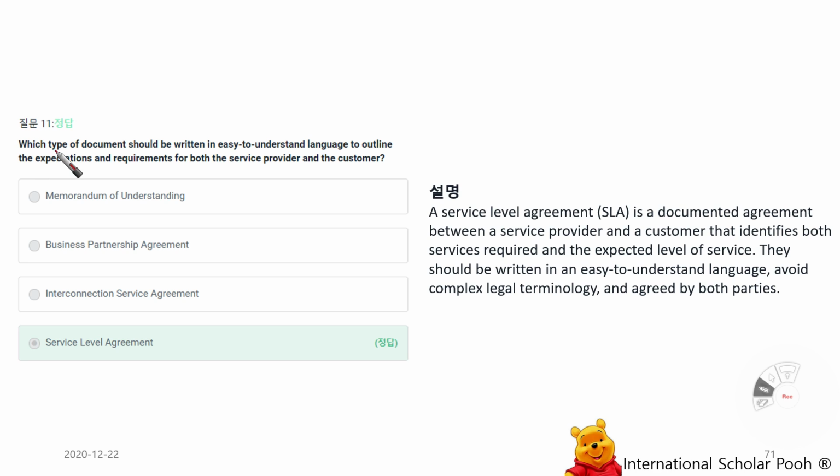Which type of document should be written in easy to understand language to outline the expectations and requirements for both the service provider and the customers? Service level agreement. A service level agreement is a documented agreement between the service provider and the customer that identifies both the services required and the expected level of service. They should be written in easy to understand language, avoid complex legal terminology, and be agreed by both parties.